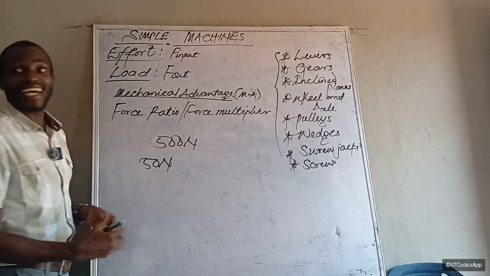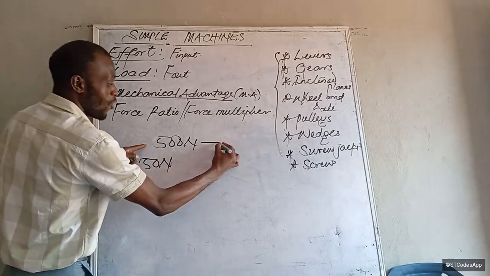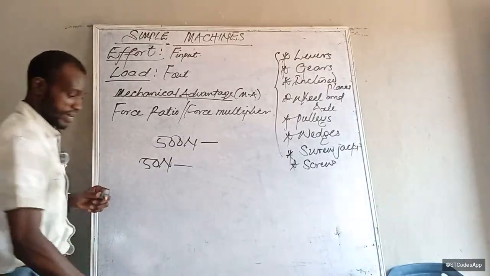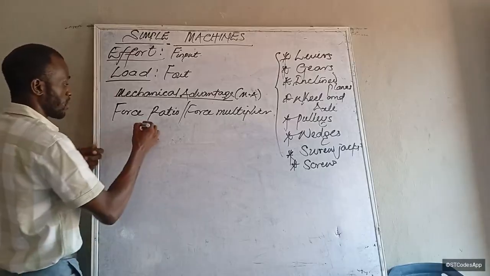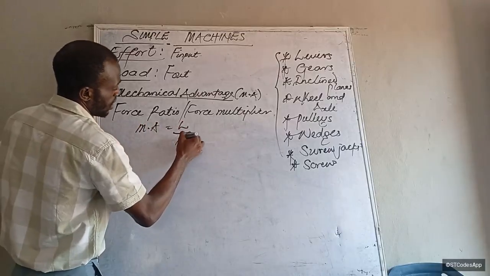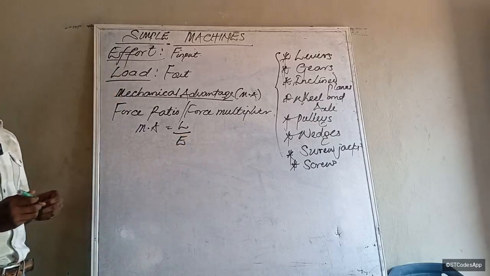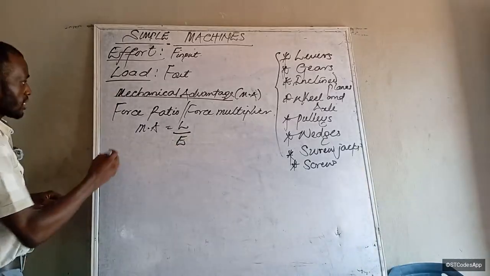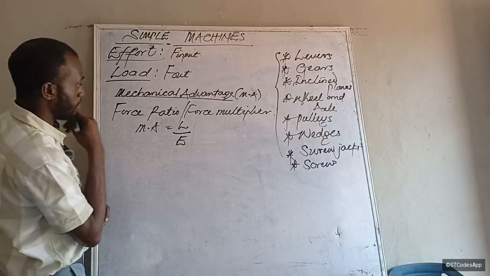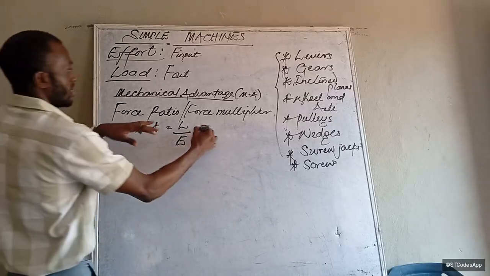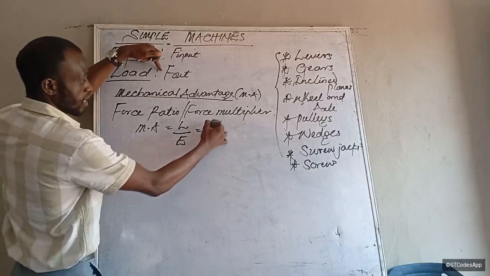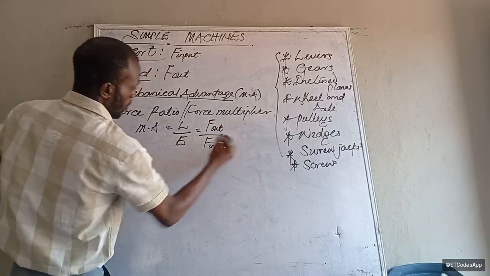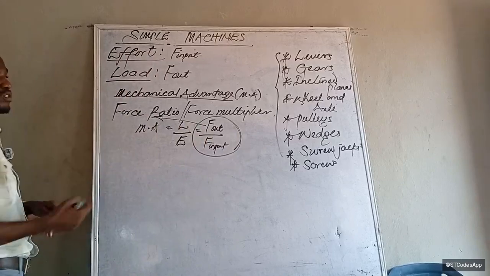Alright. So I now get the 10. Basically, the load over effort. Does it make sense? Alright. So the formula for MA therefore is what? Load over effort. Load over effort. Is it clear? All right. Now, since load is force output, we can also say force output over force input. So this one describes the fact that it is force ratio.